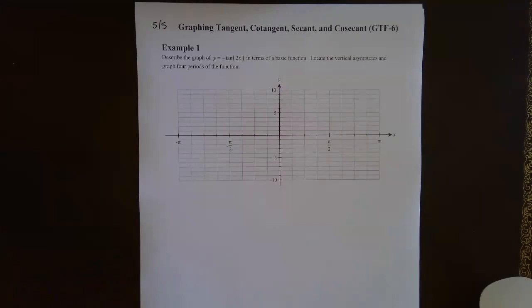Hi everyone, today is May 5th and we're going to be graphing tangent and cotangent, secant and cosecant, okay? And we're going to use transformations, okay? All right, so we're just going to jump right into examples, okay?